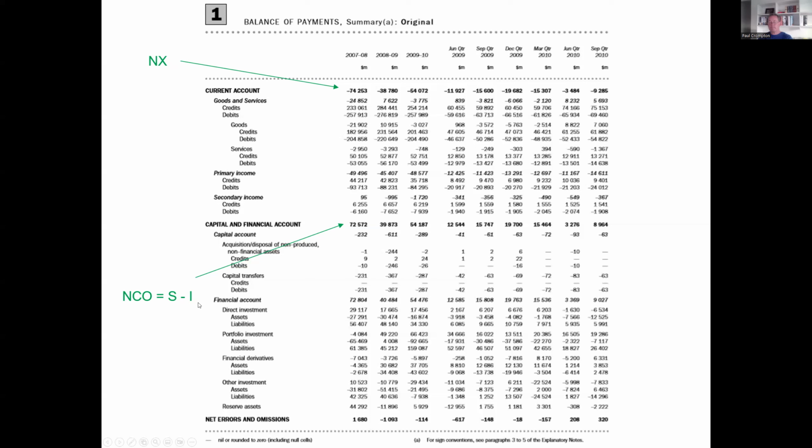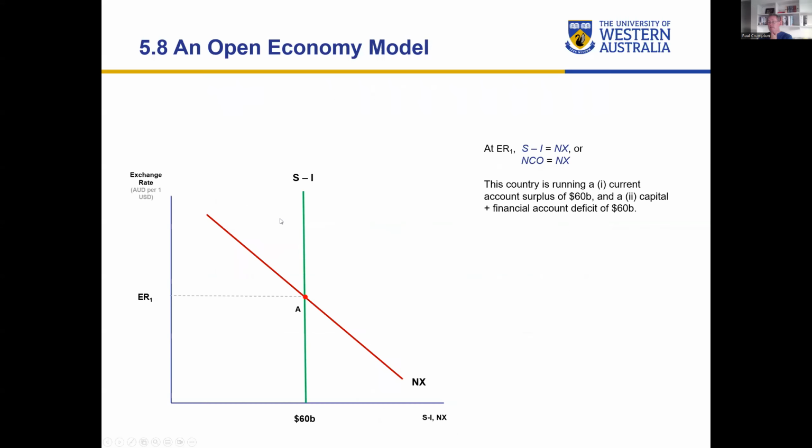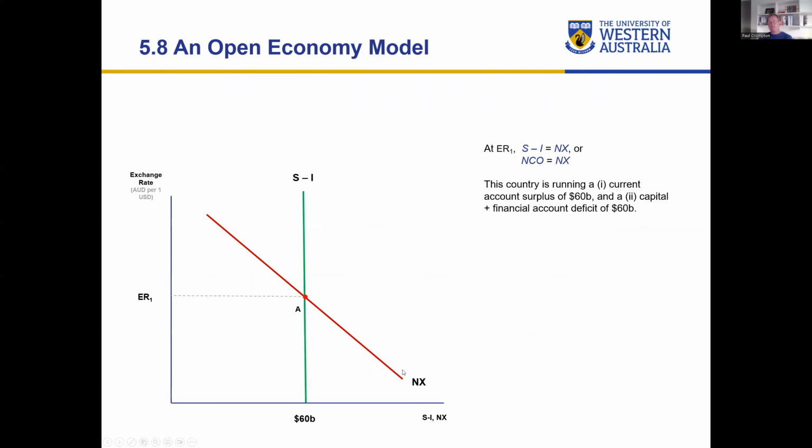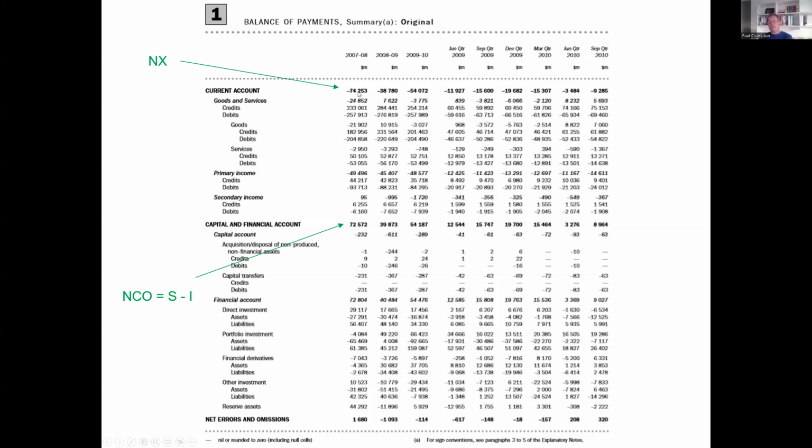Okay, so what you can see is in this model we're going to develop in the next couple of videos, we've got a line representing S minus I, and we've got a line representing NX, and we can move these lines around and see what happens. S minus I has got its own line, NX has got its own line. Coming back to here, I'm calling S minus I the capital financial account. It's this number here. And NX, this curve, well, I'm calling that the current account balance.